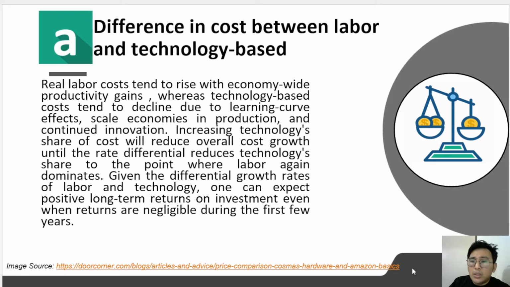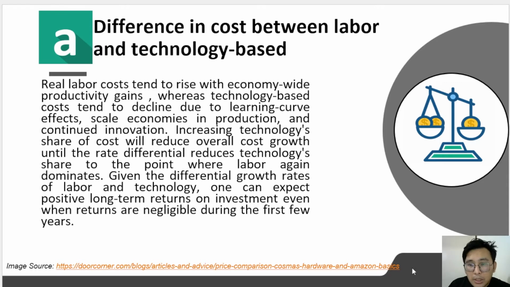activities. So, given the different growth rates of labor and technology, one can expect positive long-term returns on investment, or what we call ROI, even when returns are negligible during the first few years. This is what we need to keep in mind, because an investment takes some time until it's fruitful.